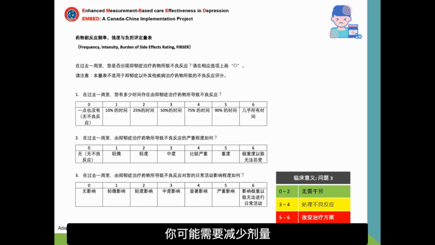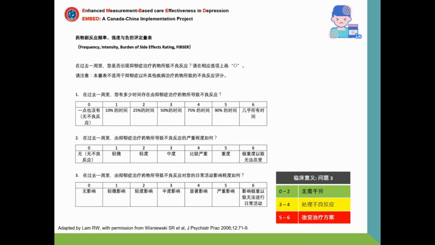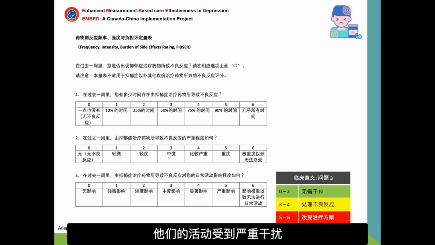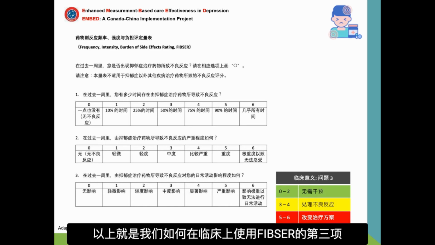You may need to reduce the dose. You may need to give an antidote. You may need to look at other aspects for that particular side effect. And if they score 5 or 6, if they have severe interference with their activities or they're unable to function because of these side effects, then generally you need to change that medication. You may be able to get away with reducing the dose, but often a change is necessary because those are very burdensome side effects. So that's how we would use the FIBSR clinically, by looking at item 3.